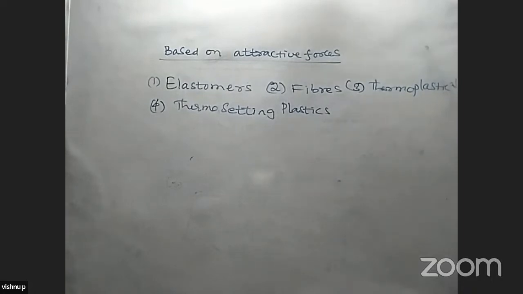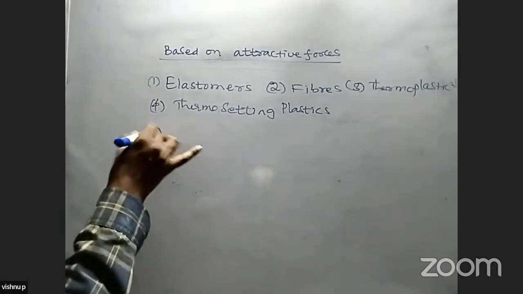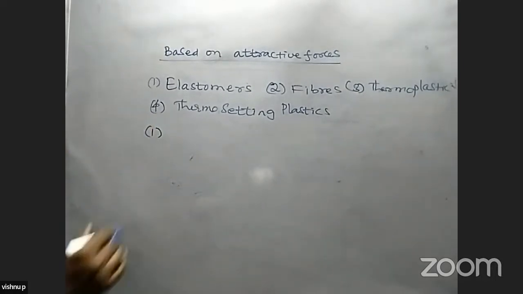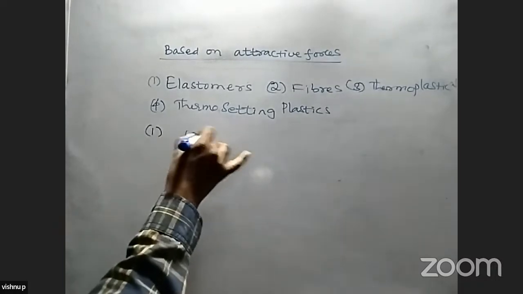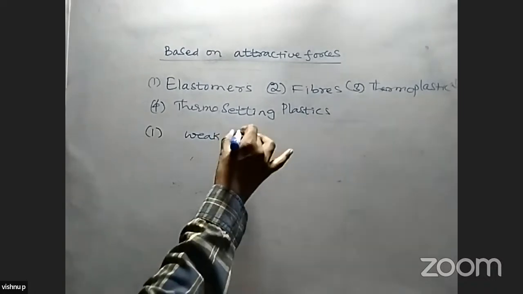So based on attractive forces, polymers are divided into these types. First one, what type of attractive forces are present here? They are weak. Weak electrostatic forces are present here.